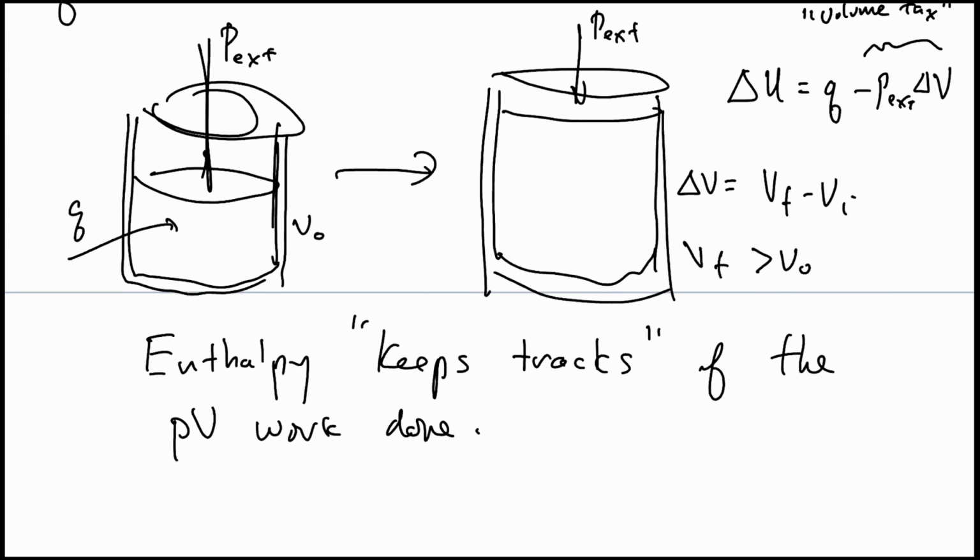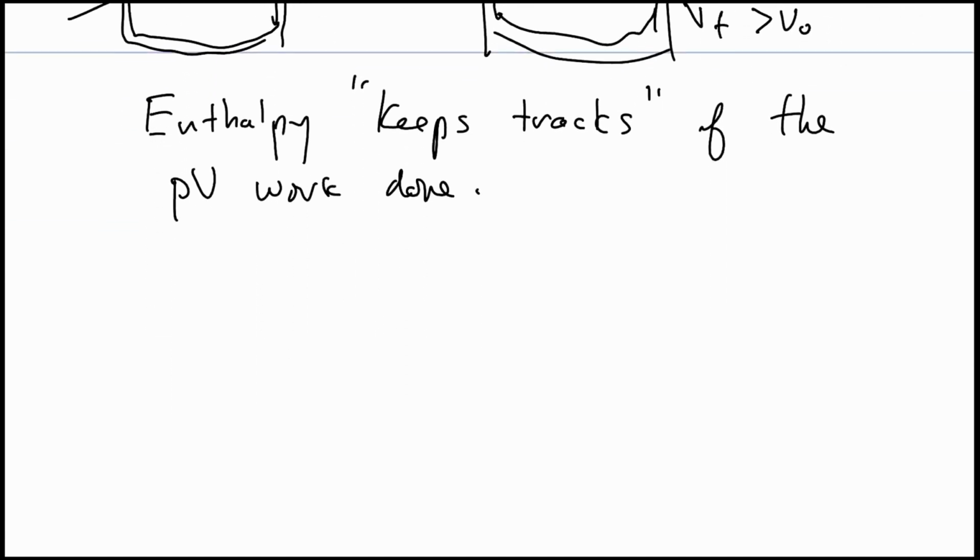What have you had to do? You've had to make some room for it. It takes work to give off gas. And so that's why it's delta H and not delta U, because there's a tax on the delta U, which is this term, this PdV term. And so H is U plus PV.